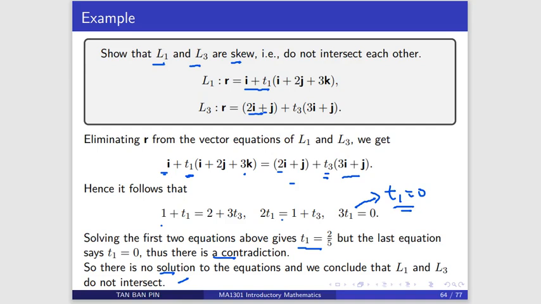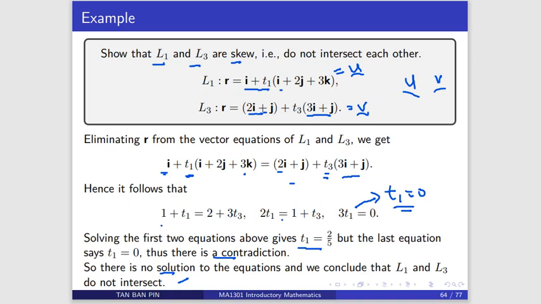And then you just need to check the direction vector of L1. Let's say you call it u, and of L3 you call it v. These two are not parallel because u and v are not parallel. So they are skew lines.